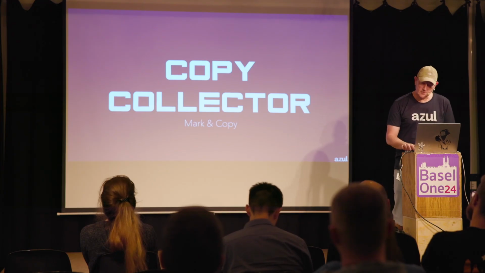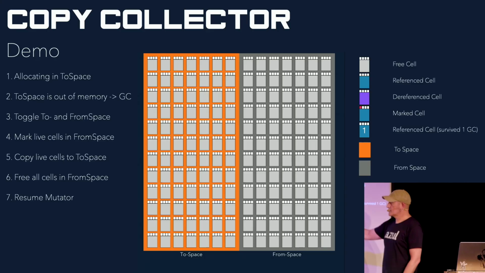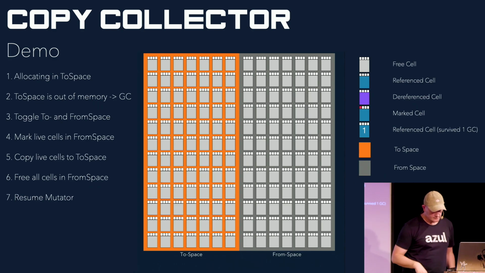Mark and copy. This one looks different. This looks like this. Instead of having just one space, we have two. Same size. One is called the to space, the other is the from space. And these spaces will toggle. Every time I fill up one space, I will toggle them. The from space becomes the to space, and so on.